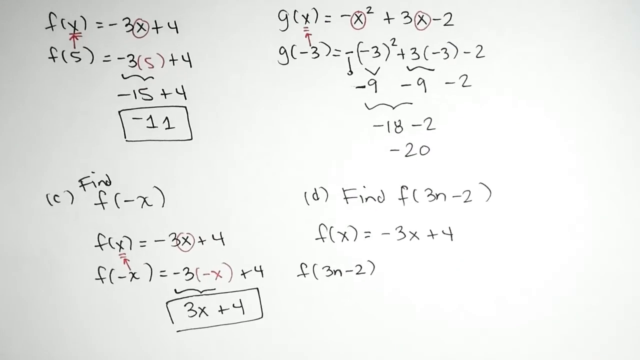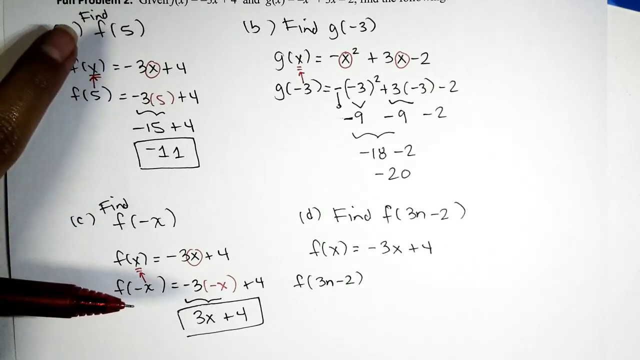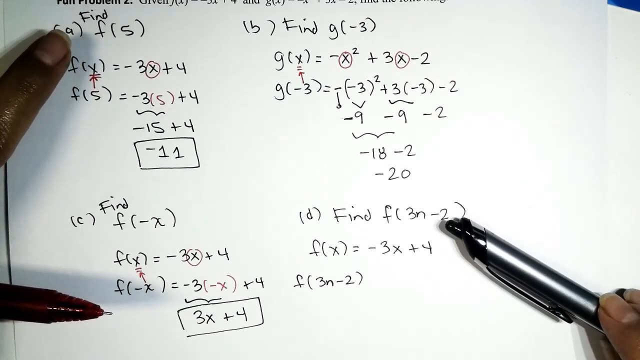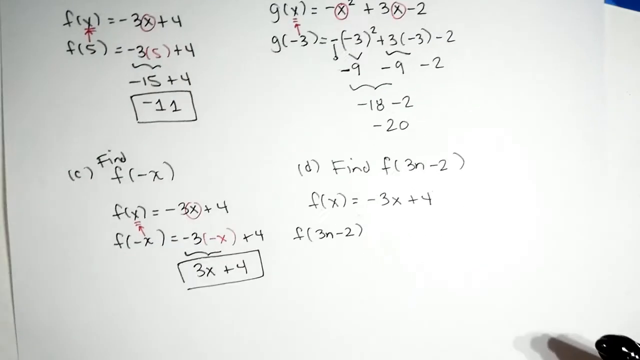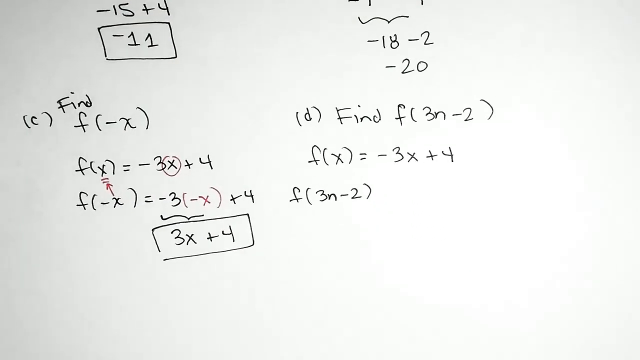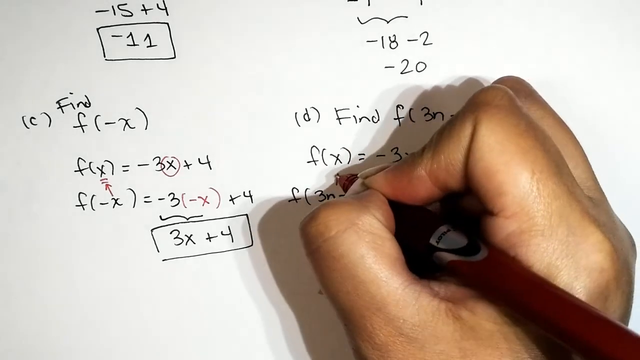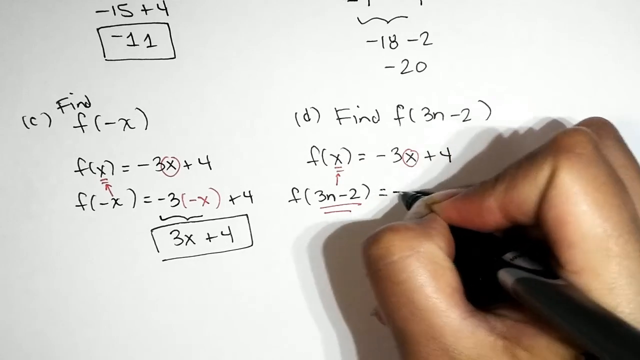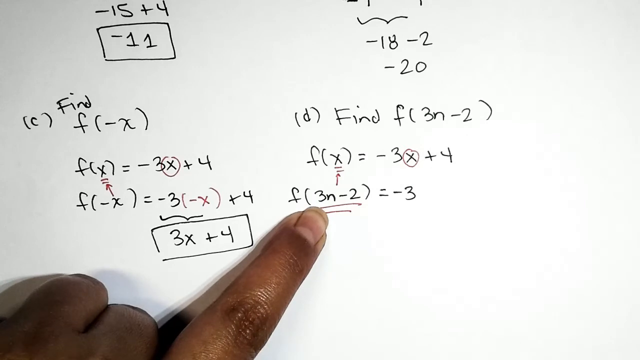Okay, if you felt comfortable, let me zoom out. If you felt comfortable doing problem A and problem B, the strategy for problem D is no different. Please don't let this variable or this expression throw you off. You got this. In this case, to find f of 3n minus 2, we are going to substitute the entire 3n minus 2 for the input of x. So let's do this. That will give us -3 times the input of x, which is going to be 3n minus 2.